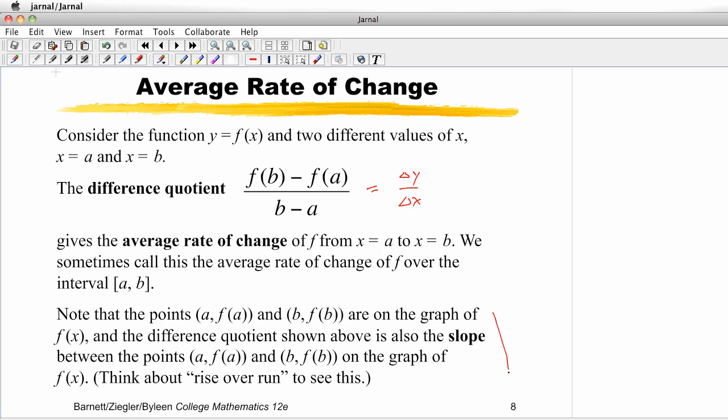And we do notice here, again, I said it before, but we note that this is exactly the same thing as finding the slope between 2 points on the curve. So all the stuff we said before about slope is now going to be something that we can apply to the idea of rate of change.